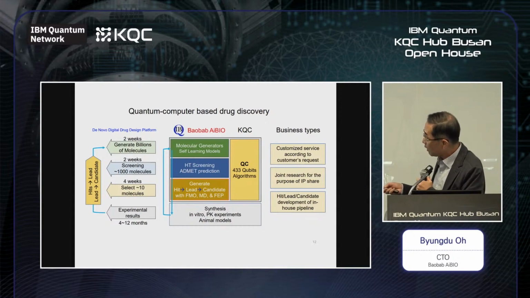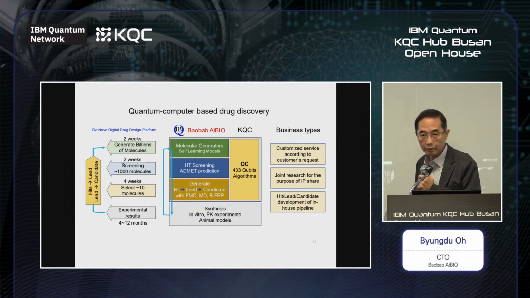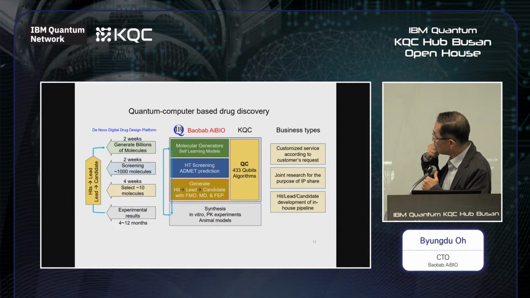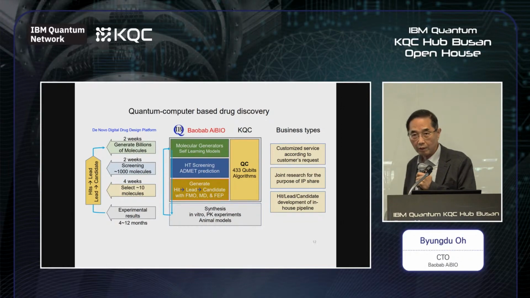Baobab has this kind of capability, and KQC will have a very advanced quantum computer, like the 433-qubit IBM quantum computers. So we really hope we can work together and produce very nice results. As for business types, as I mentioned, we can do customized service according to customers' requests, and joint research for the purpose of IP sharing and hit and lead candidate development of our in-house pipeline.